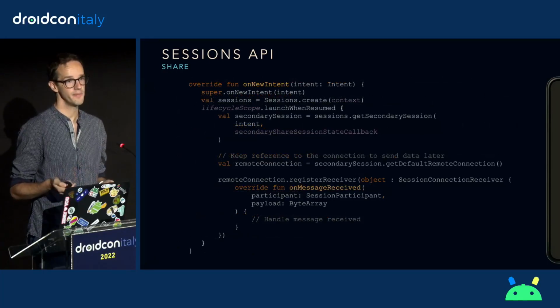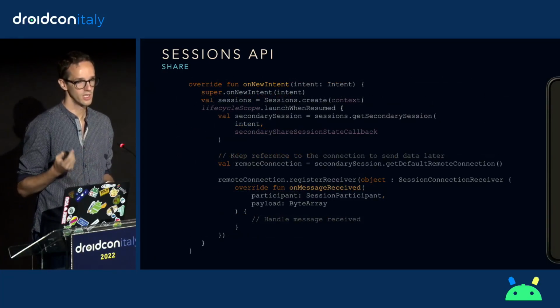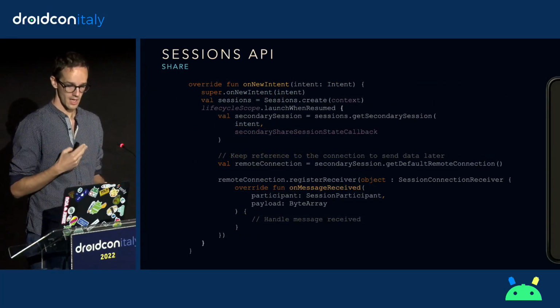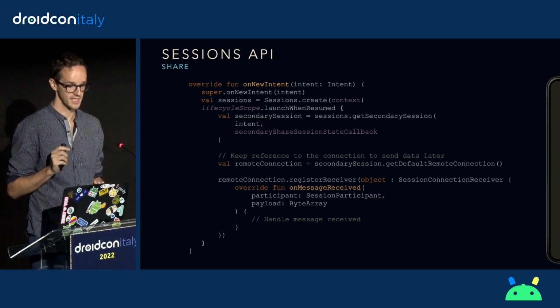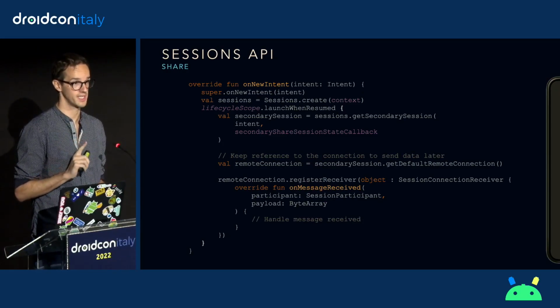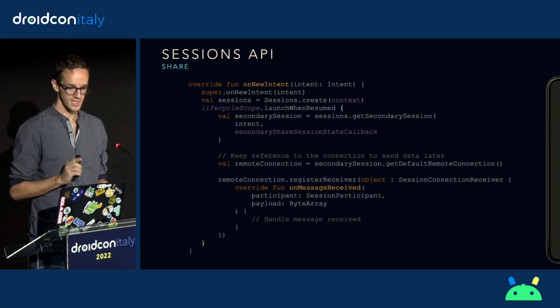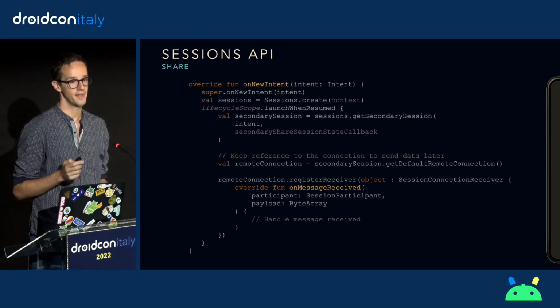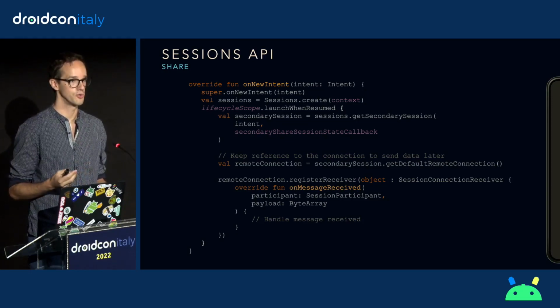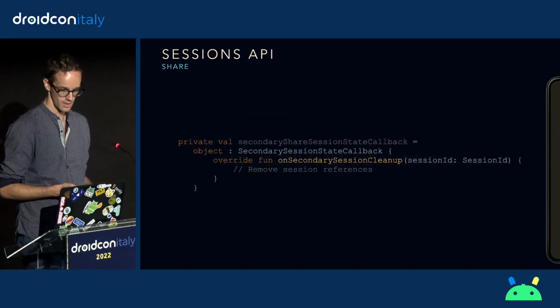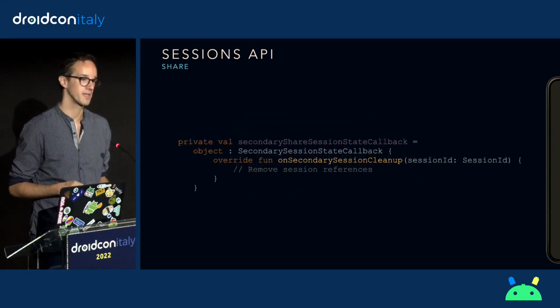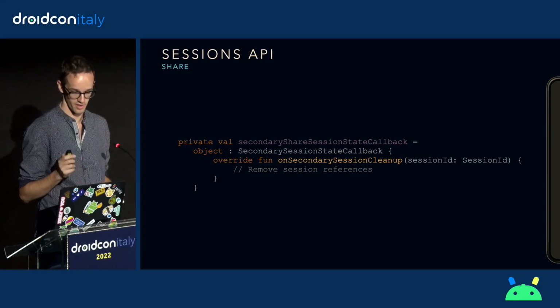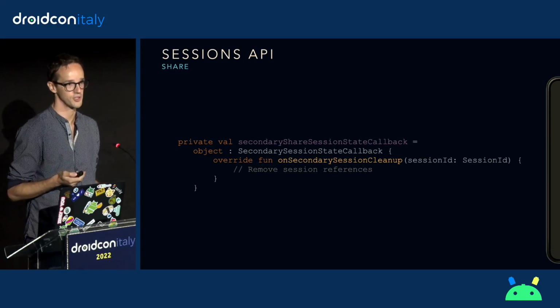On the receiving side, it's similar to what we saw before. We are going to receive a new intent. In this case, we are just getting a secondary session. And from this one, we are going to get a remote connection. And that connection is the one that we are going to use to register a callback and to send data, like we saw before. And here, again, we can just register another callback for errors, or for when the session is closed.